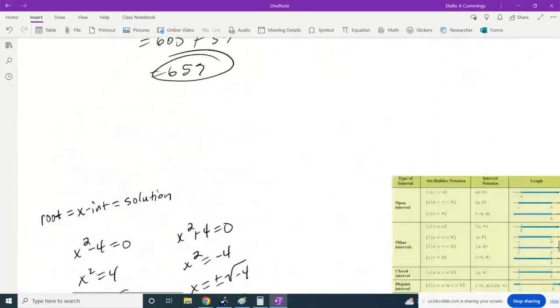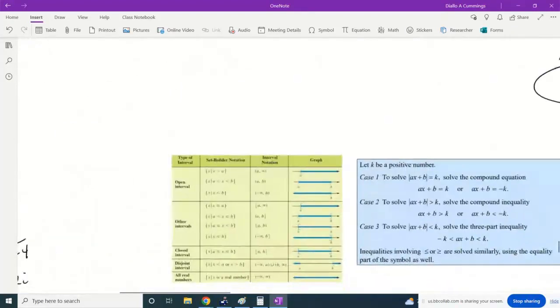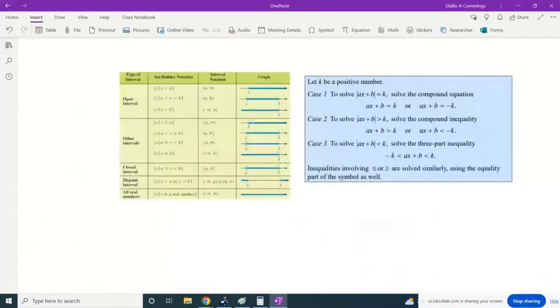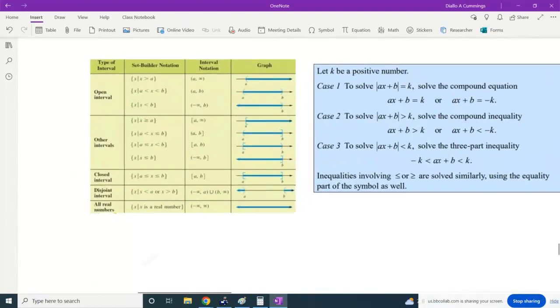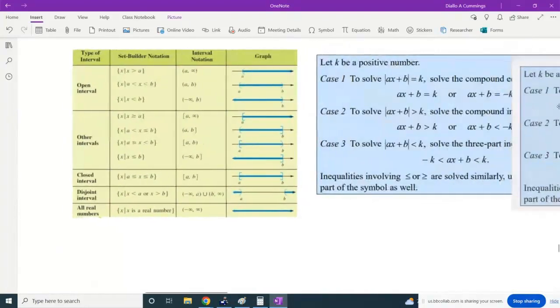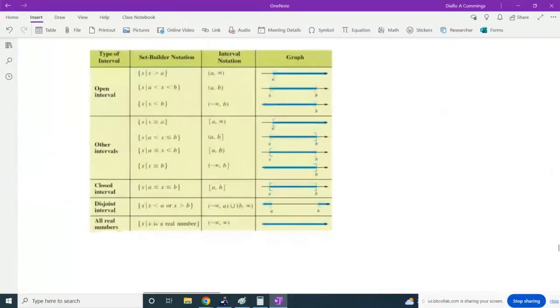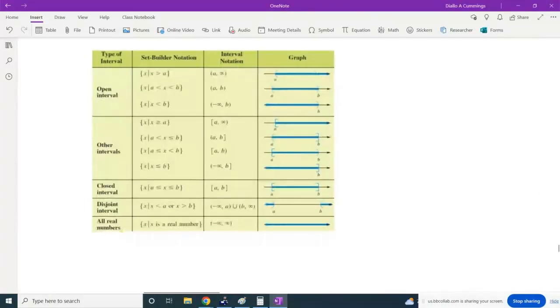In the next section, 3.3, there are a couple of things. First, there is absolute value. And on top of absolute value, there is something called interval notation. So I want to talk about interval notation first. All right, so we have what's called open intervals and we have closed intervals. And these other intervals are like half open and half closed. I'm going to explain all of that.